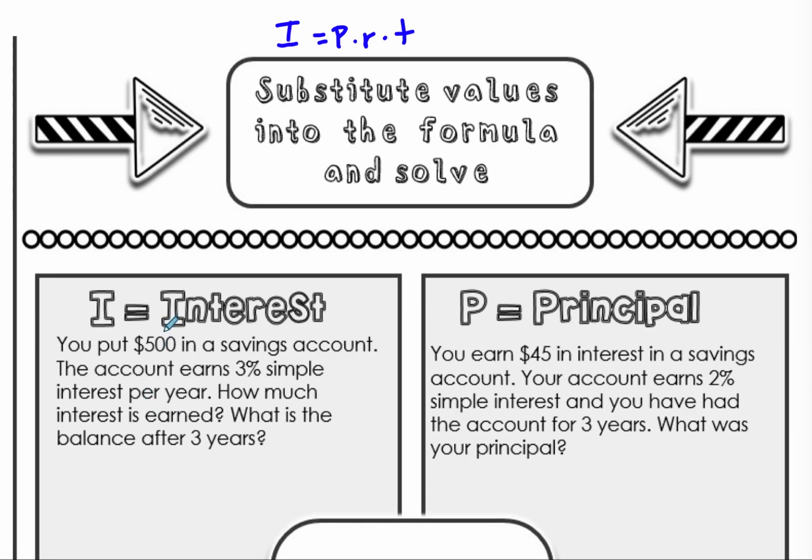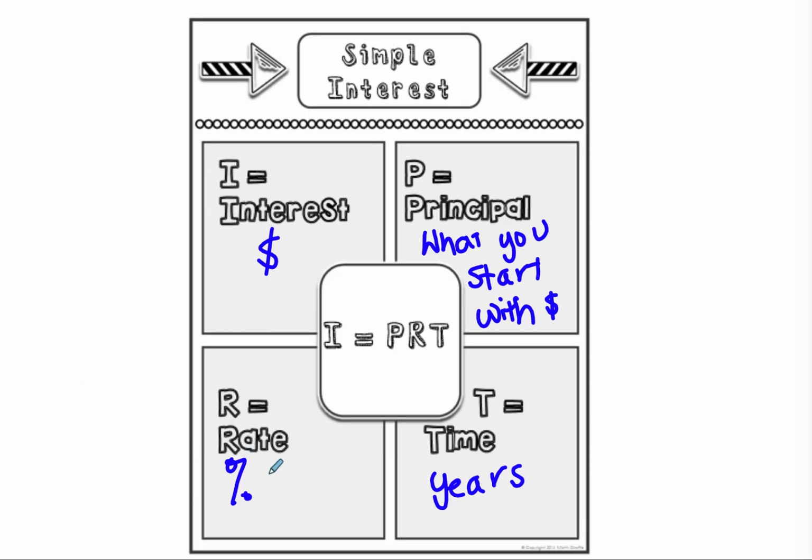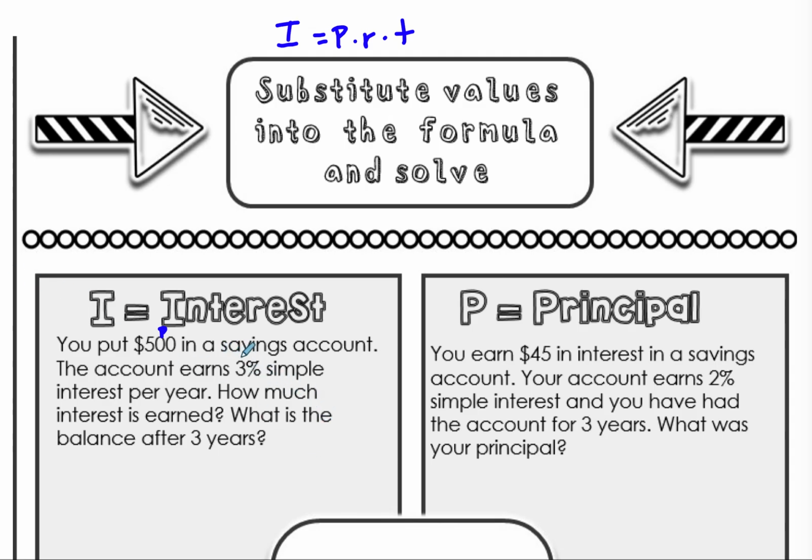All right, you put $500 into a savings account. That is your principal. The account earns 3% simple interest per year. And actually, I'm going to go back here, percent, and we're doing it as a decimal, just like when we did the percent equations. Percent as a decimal. Okay, so 3% we have to put in as 3/100ths. And then how much interest is earned and what is the balance after 3 years. So 3 years is our time.